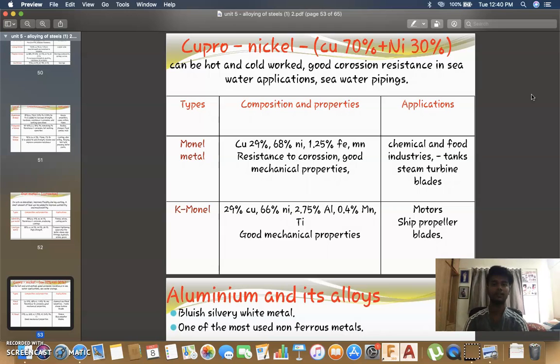The last but not least is cupronickel, which is 70% copper and 30% nickel. It can be hot and cold worked, with good corrosion resistance in seawater applications and seawater piping. Now let's see the types of cupronickel. Monel metal, which is 29% copper, 68% nickel, 1.25% iron, and the remaining is manganese; resistant to corrosion, with good mechanical properties, used mainly in chemical and food industries. And K-Monel metal is 29% copper, 68% nickel, 2.75% aluminum, 0.4% manganese, and the remaining is titanium; good mechanical properties, used in motors, ship propellers, and blades.